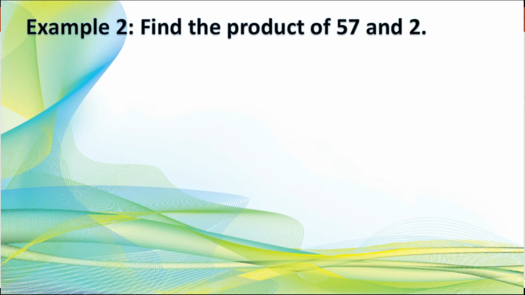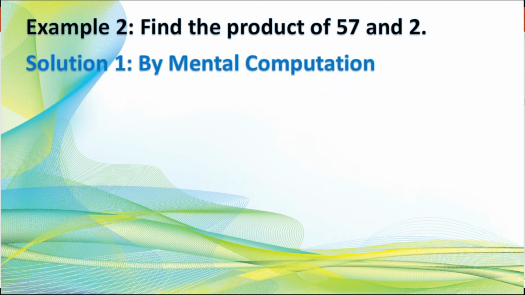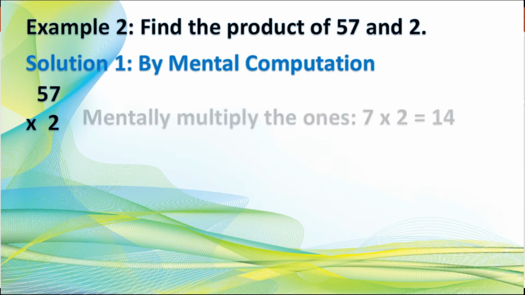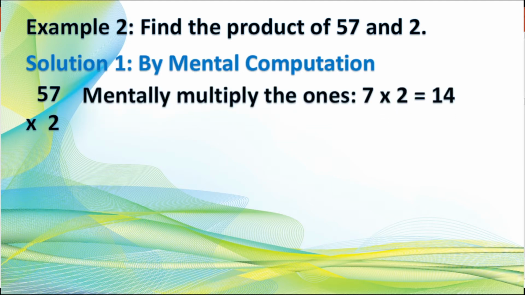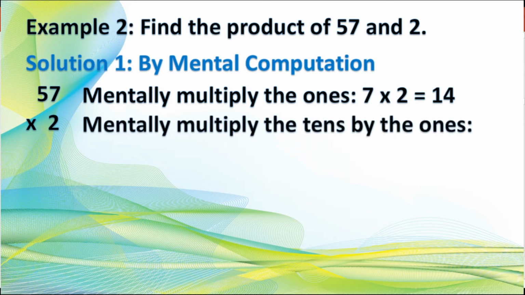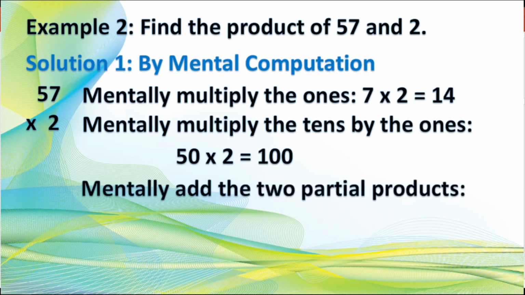Example 2. Find the product of 57 and 2. Solution 1, by mental computation. 57 times 2. Mentally multiply the ones. 7 times 2 is equal to 14. Mentally multiply the tens by the ones. 50 times 2 is equal to 100. Mentally add the two partial products. 14 plus 100 is equal to 114.